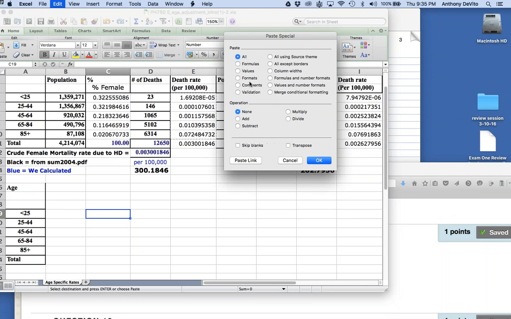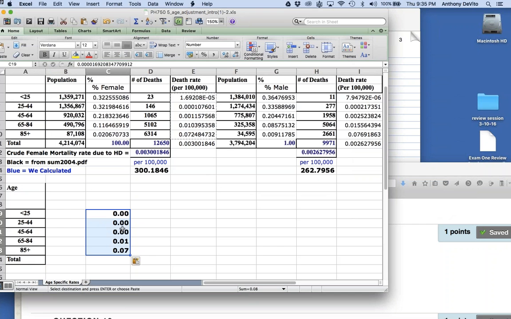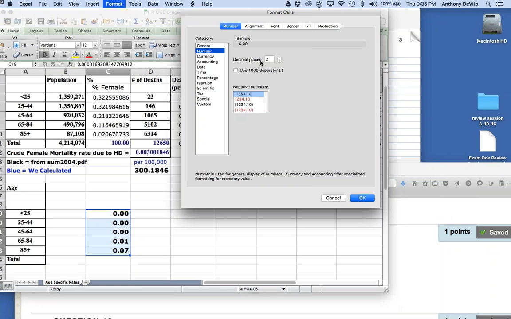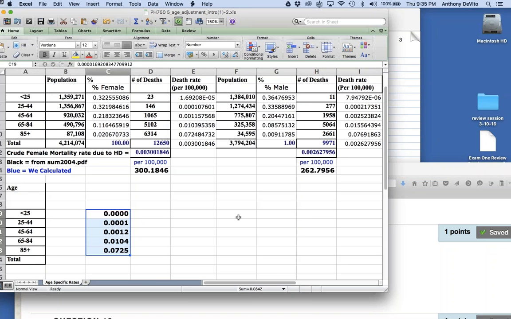I'm going to say just paste the values themselves. I don't need the formula. I just want to paste. I don't want to mess things up. Because if I expand this, format cells, if I add a few decimal places, okay, maybe even another one, it'll be a little easier to see this. Okay, so this is the female age specific death rate. Okay, it's in there.